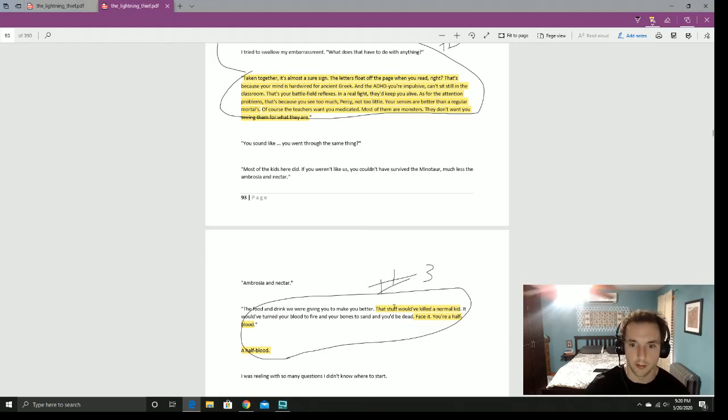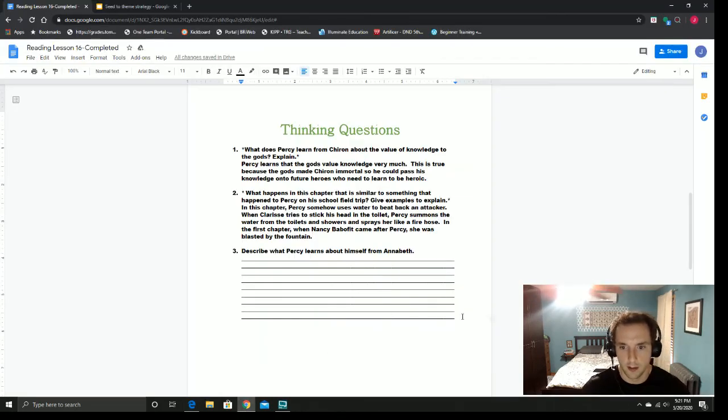The next thing that he is told about himself down here is that he's a half-blood. He's half human and half god. So he learns that he's half human, half god, and that the things that he thought were disorders are actually powers that he has because he is a half-blood. And so that's what I'm going to put.